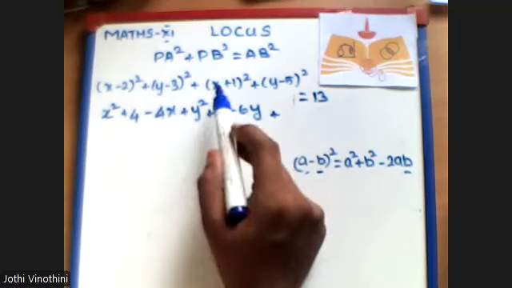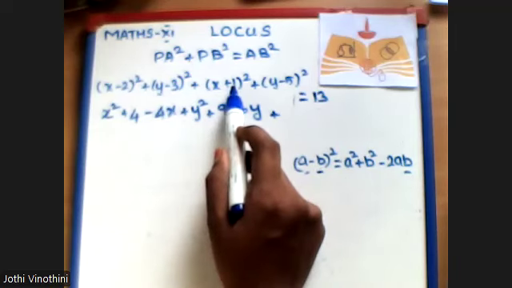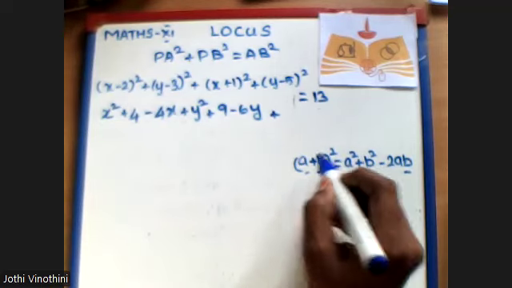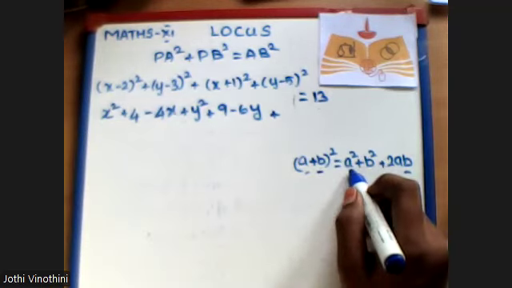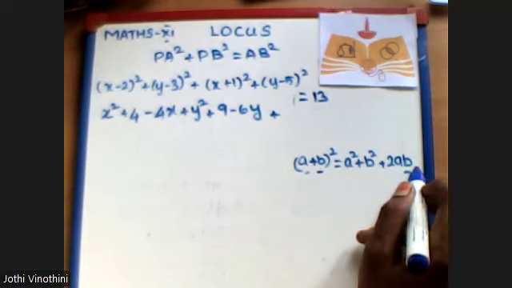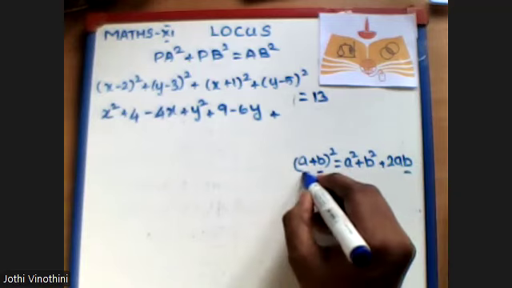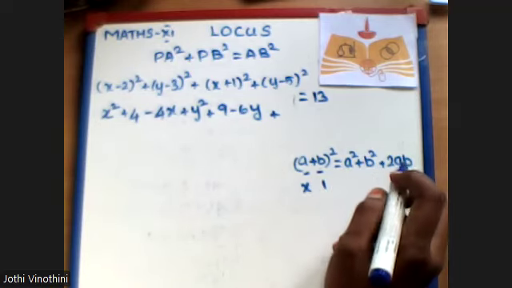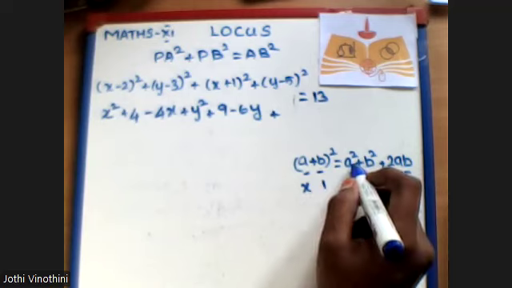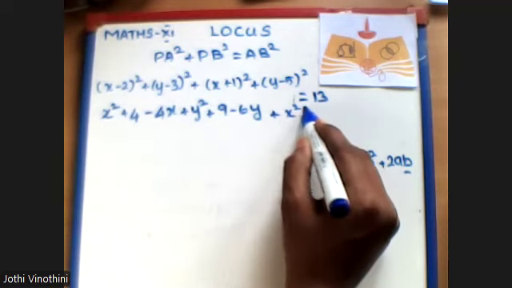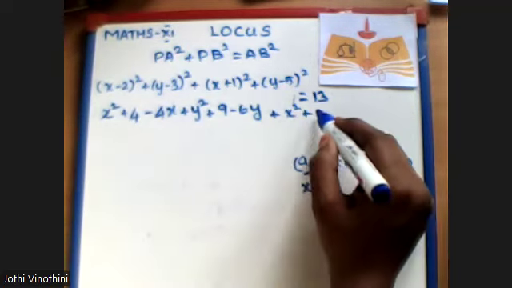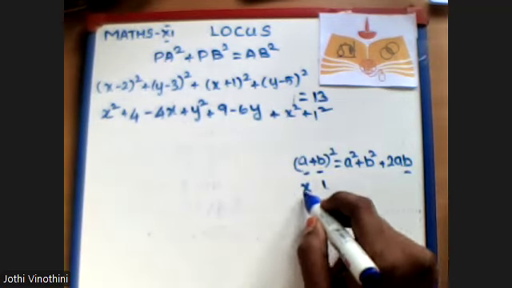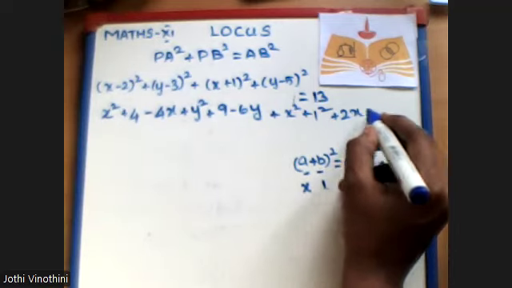Plus what we have here? X plus 1 the whole square. So it will be like a plus b the whole square. So the formula will be a squared plus b squared plus 2ab. Right? In place of a, we have x. In place of b, we have 1. Shall we start substituting? So a squared will be x squared plus b squared will be 1 squared. So what will be here? 2 into 1 into x. So 2x. Right?